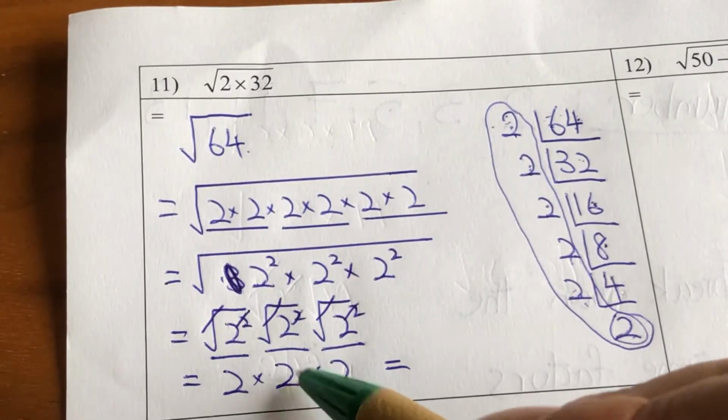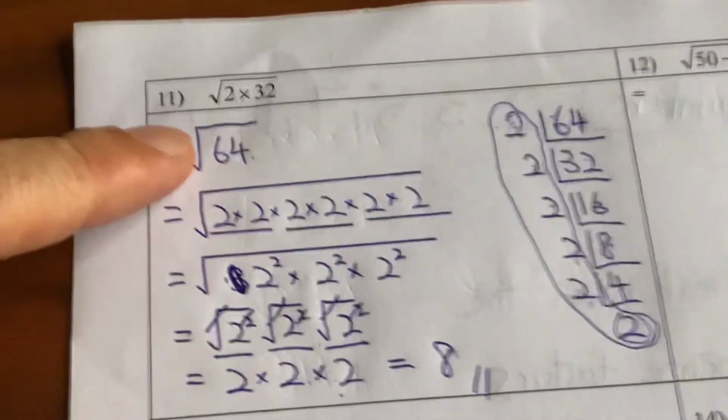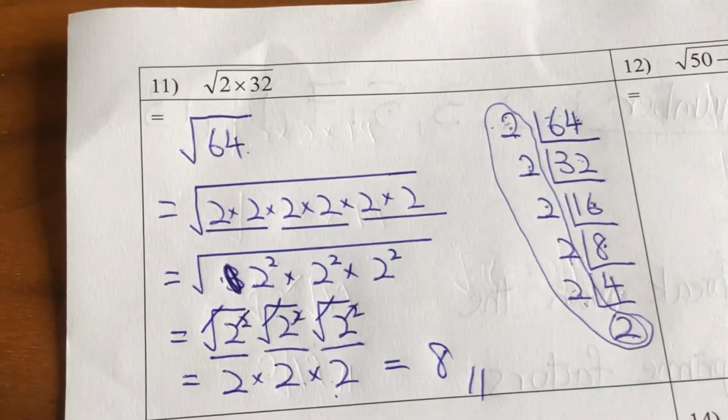In between is multiplication. So 2 times 2 times 2. 2 times 2 becomes 4. 4 times 2 becomes 8. The result is 8. So square root of 64 equals 8. Okay?